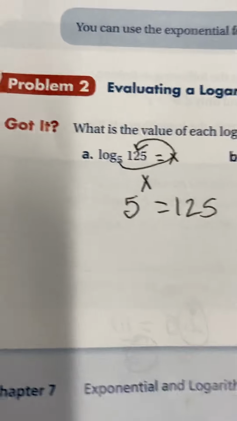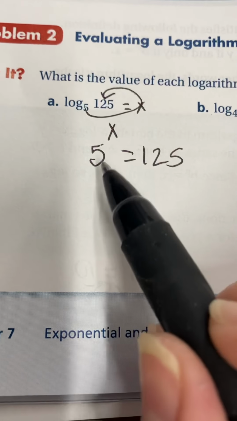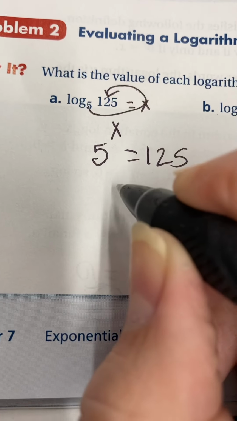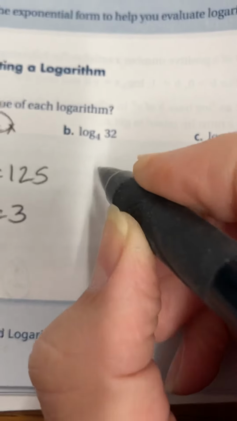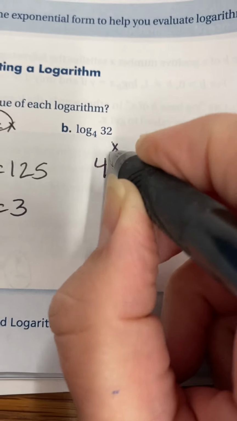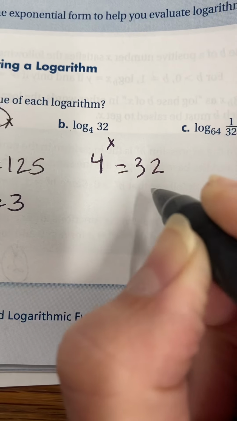All right, so back down to this one here. Now that we have it set up exponential, you just think 5 to the what power is 125. Well, that's 5 to the third, so x is 3 here. You're going to loop it around, so you're going to say 4 to the what power is 32.